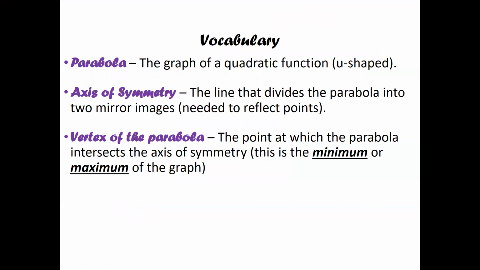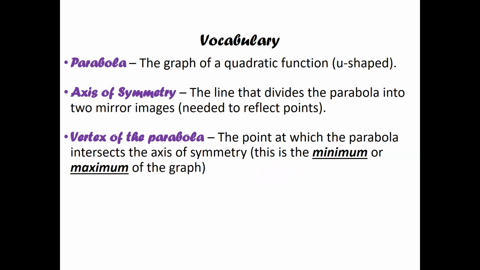So some quick vocabulary. I'm going to be using parabola as just the graph of a quadratic function. It looks like that U that you just saw. The axis of symmetry is going to be a line that divides our parabola into two mirror images. It's going to help us because we're going to reflect points, which means we can do half the work. If we can reflect points, we only have to find two of them, and then we can reflect them to the other side.